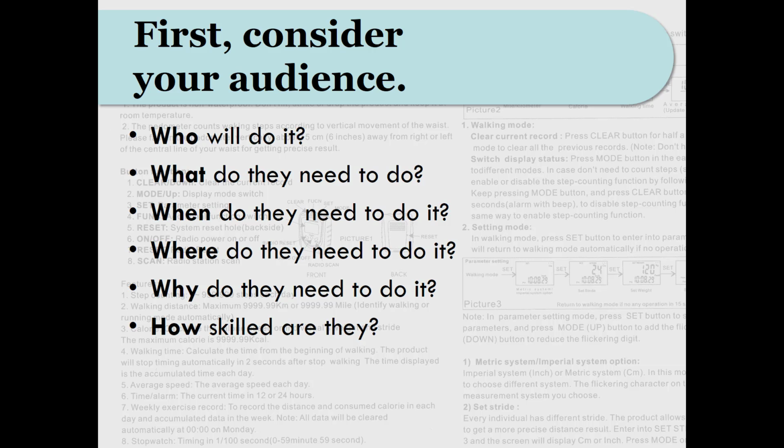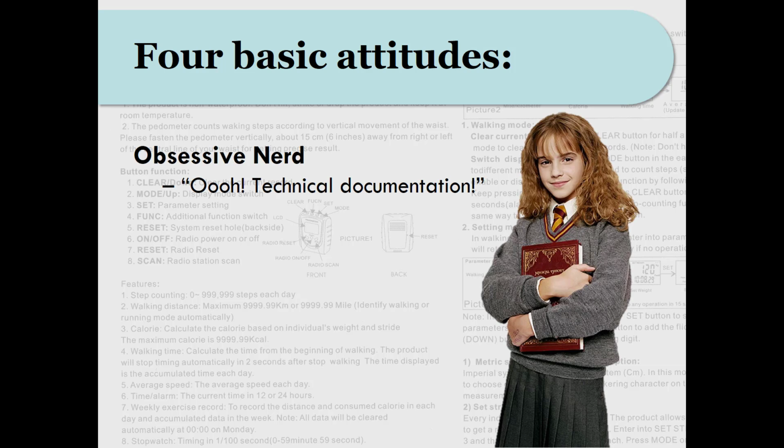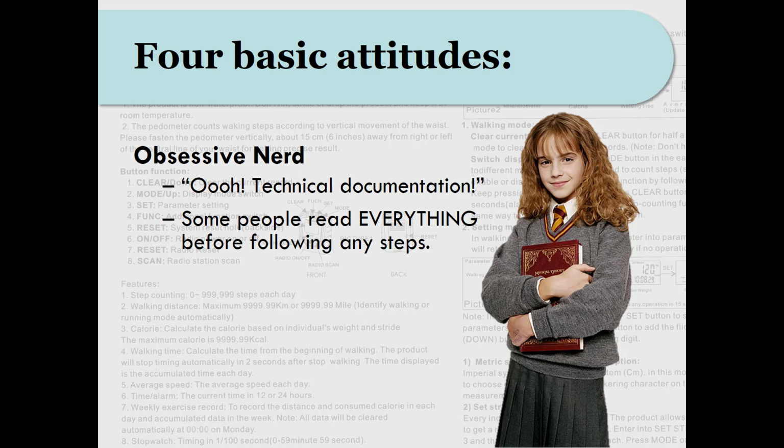But also, consider this. What is your audience's attitude toward instructions? There are 4 major types. We'll go over those. The 4 basic attitudes are as follows. We have obsessive nerds. These people love technical documentation of all kinds. They're the ones who read through the instructions before following any of the steps. They are relatively uncommon, but they do exist.